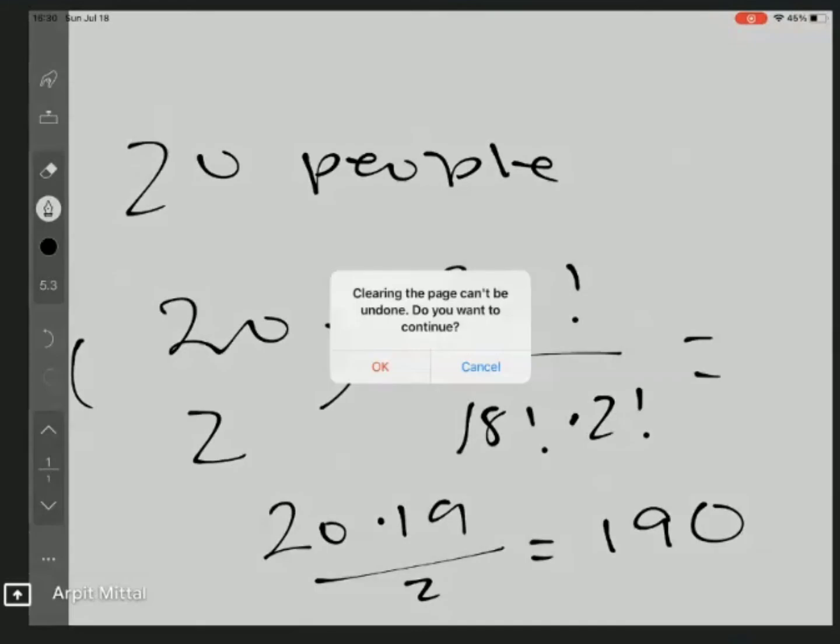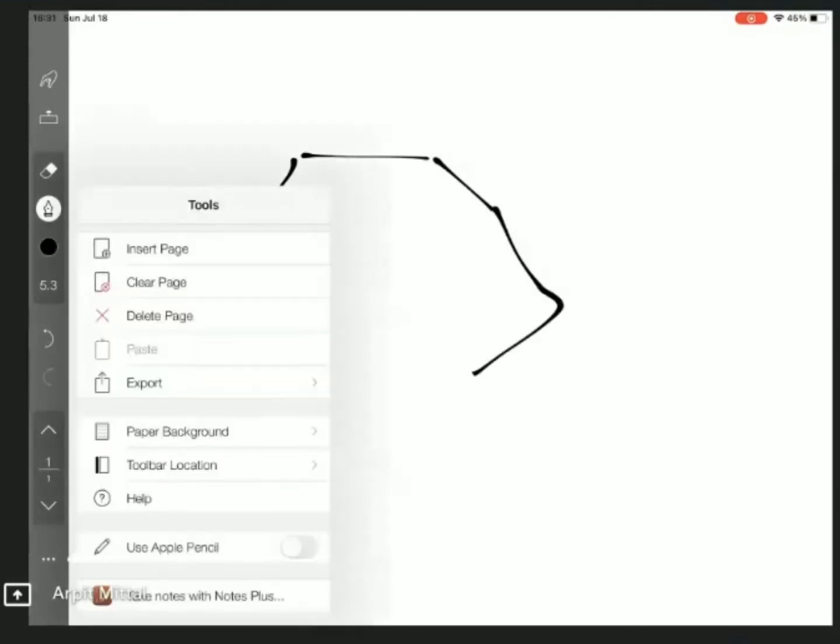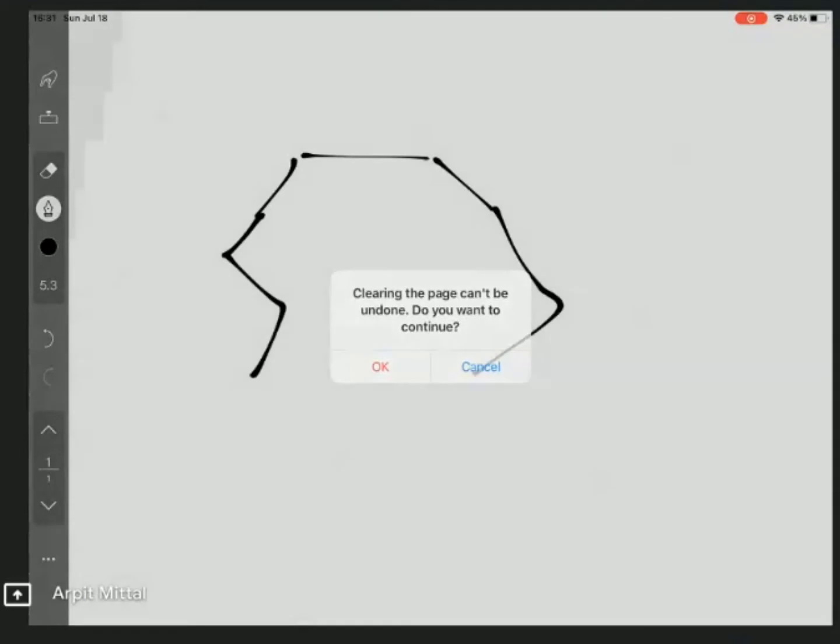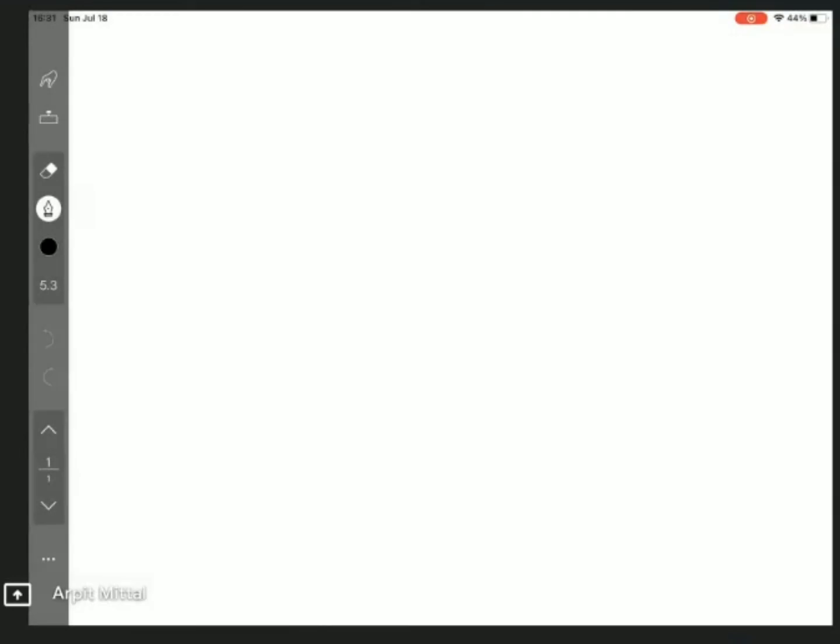Now let's look at one more example. Let's say we have an octagon, which is a polygon with 8 sides, something like this. Let me try and draw an octagon. Okay.